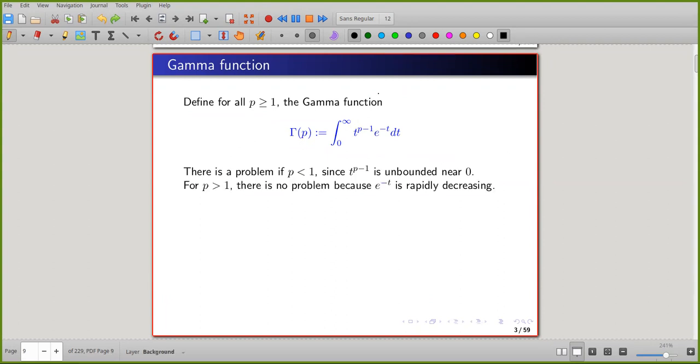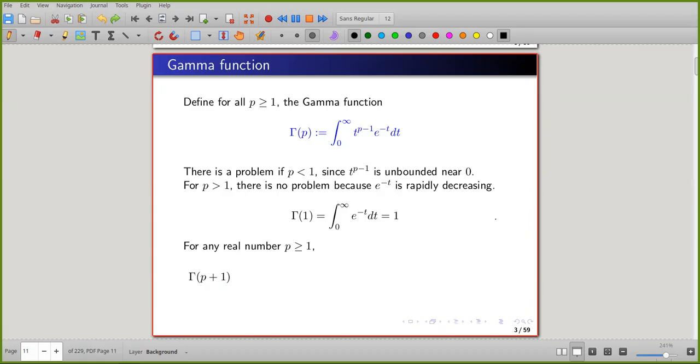For p strictly greater than 1, there is no problem because e to the power minus t is rapidly decreasing. The graph of this function looks like this. So when we integrate from 0 to infinity, we are going to get this finite quantity, this number. So gamma of 1 is 1.